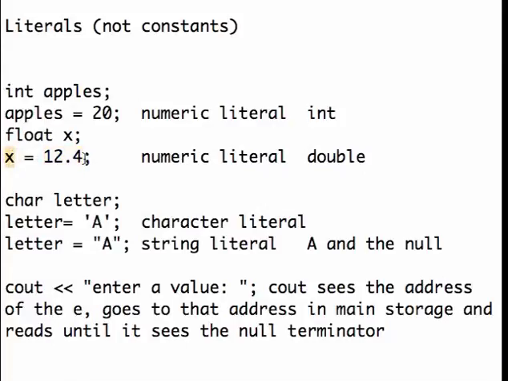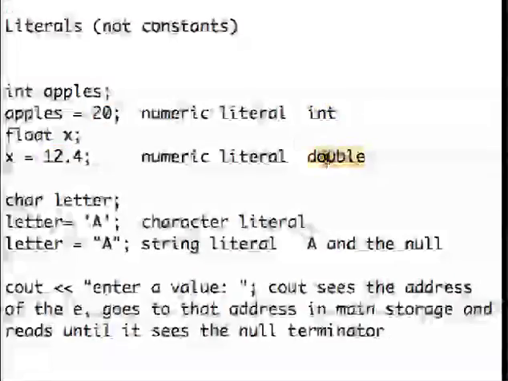To make this work, I'm going to put an F here. What that F does is tell the computer to treat 12.4 as a float so it can be stored in x. In essence, I won't get a warning message from the computer. If I ran this program like this, the computer would actually compile it, but I'd get a warning message, potential loss of data. The bottom line is that 20 is a numeric literal. It's a whole number, considered an int. And 12.4 is a numeric literal. It's a decimal point value, considered a double by default.